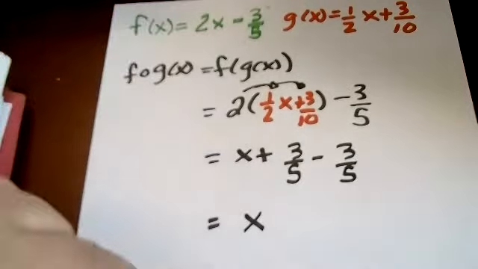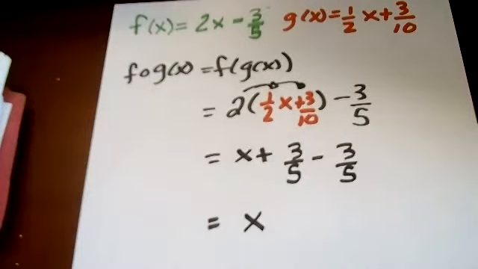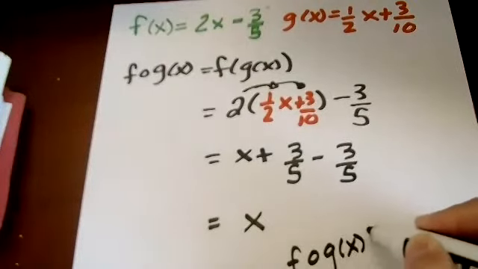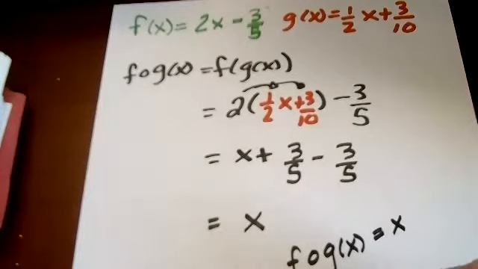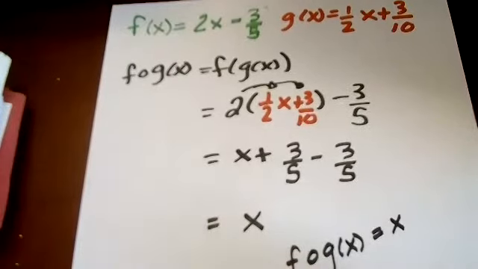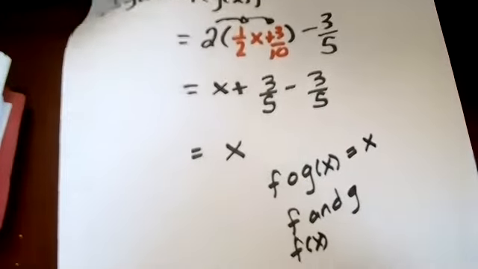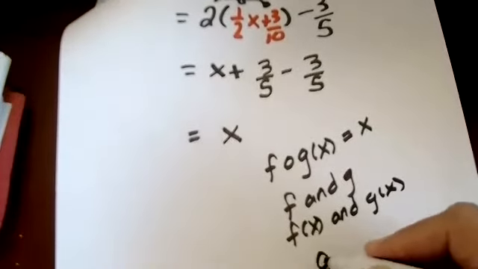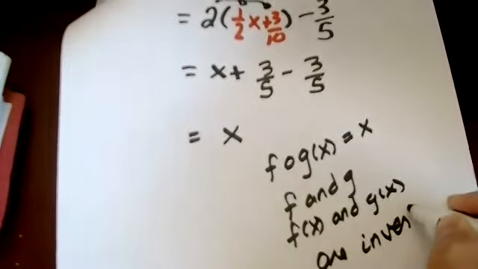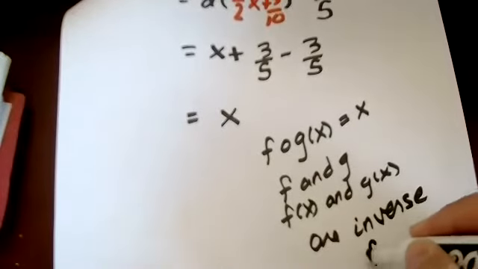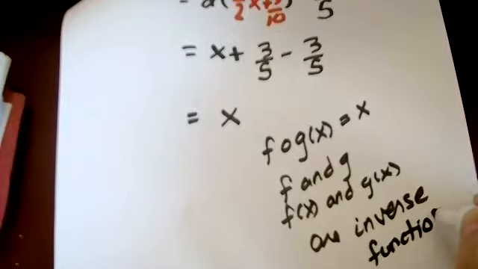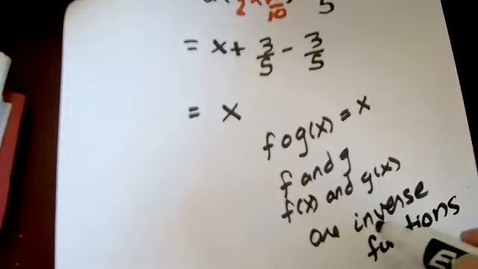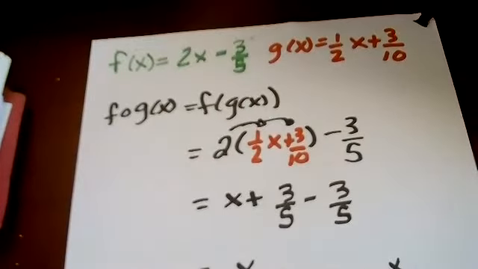Whenever you compose two functions and you get x, they're special functions. So if you compose two functions and you get x, f of x and g of x are inverse functions. So you'll probably be learning about inverse functions very soon if you've been looking at composition. Okay, there's some examples of composition.